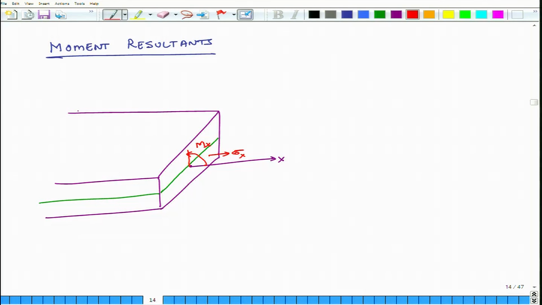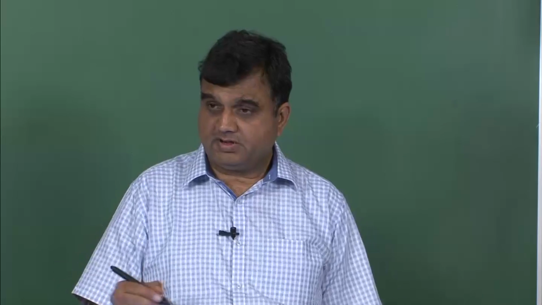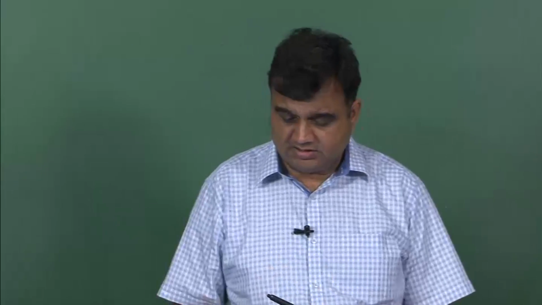Similarly, on the other surface, this is my y axis, and there is an my, and that my is a consequence of sigma y. If sigma y is uniformly spread above and below the surface, then my will be 0. If it is not uniform, then my will be non-zero.